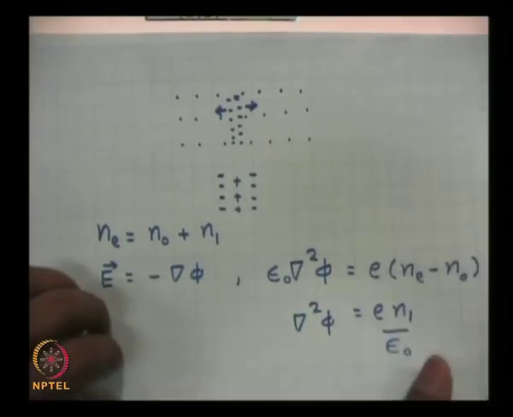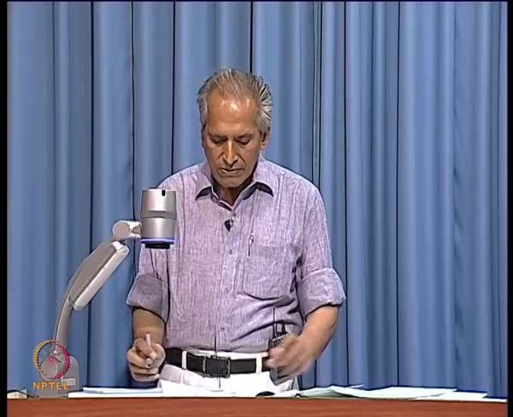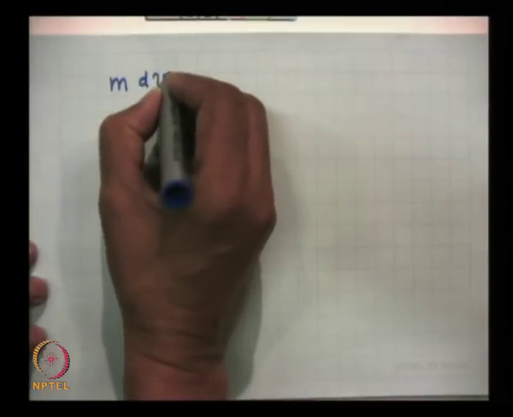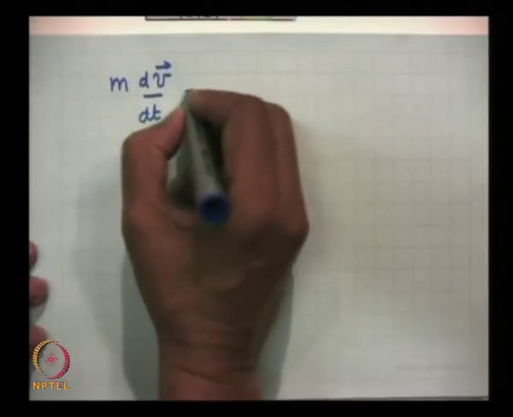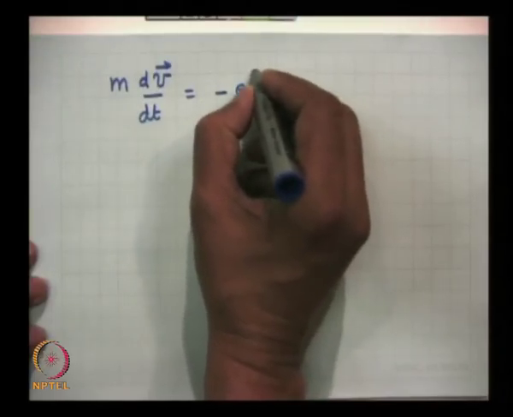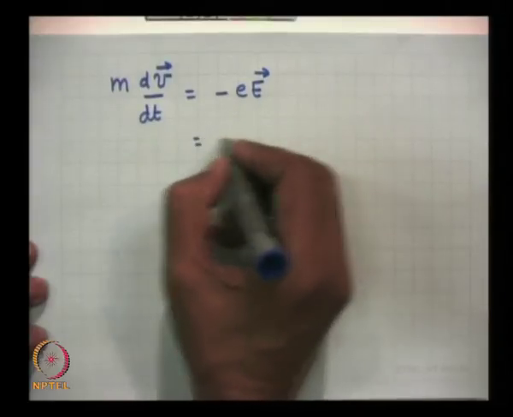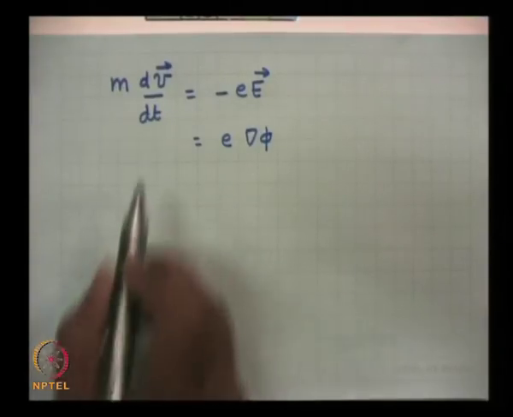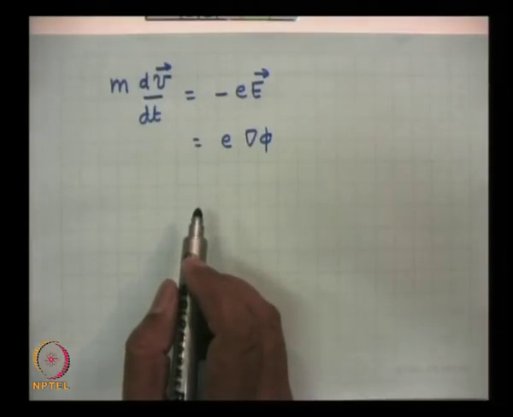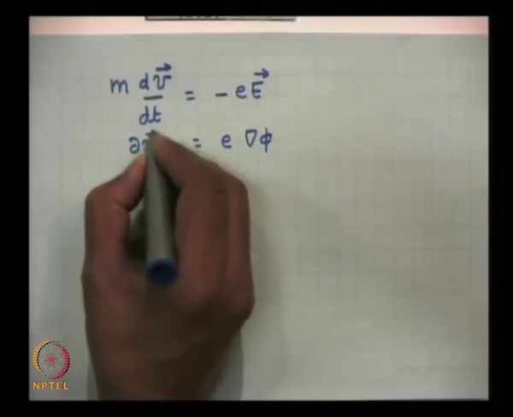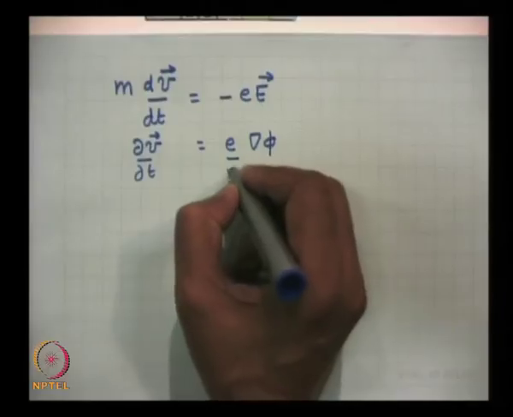When there is an electric field, the electron dynamics is governed by the equation of motion, m dv by dt, the rate of change of momentum, is equal to the electric force. The electric force is minus e E, and if I put E equal to minus grad phi, this becomes equal to e grad phi. Well, I will make an approximation here. The total time derivative of velocity v, I will presume, is approximately equal to the partial time derivative. I will come back to this effect later. Then this can be written as delta v by delta t is equal to e upon m into grad phi.